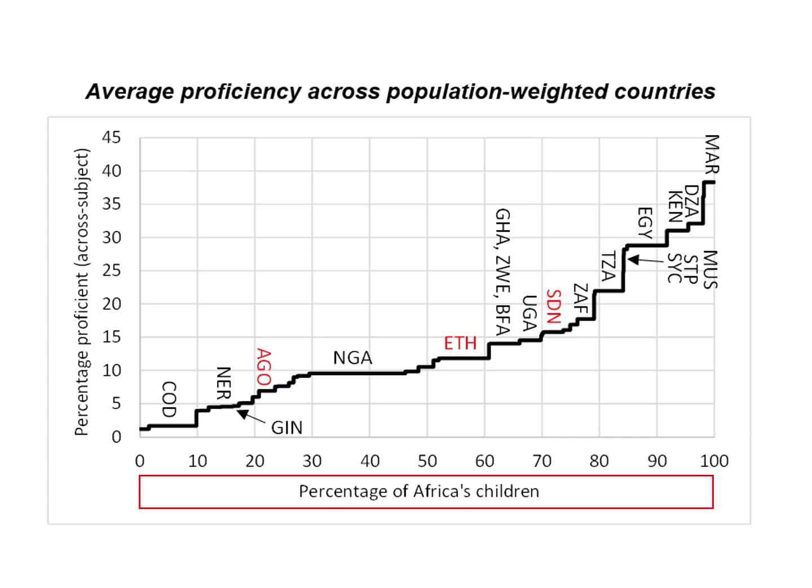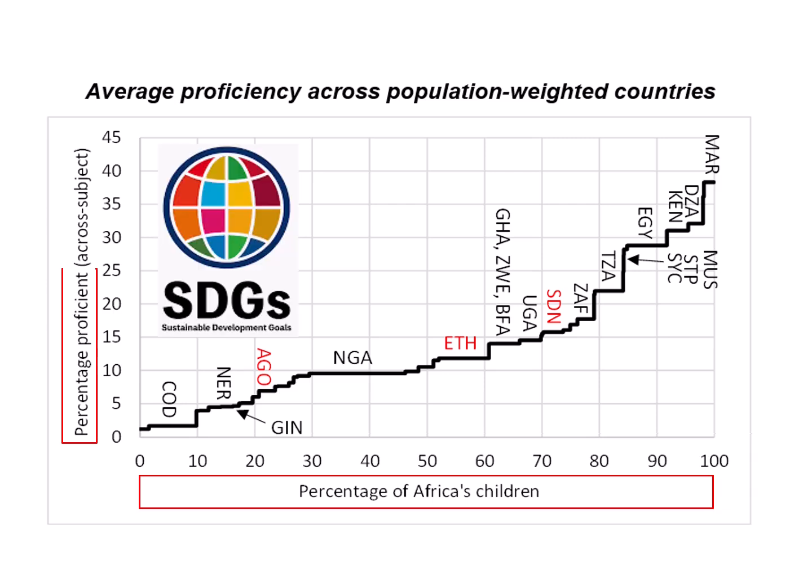Along the horizontal axis, we have the percentage of all of Africa's children. Straightforward. The percentage proficient you see here along the vertical axis is the percentage of learners at the end of primary school who have the knowledge and skills they should have using standards set by UNESCO and used for the Sustainable Development Goals, or SDGs. This across subject means the average across the two SDG subjects, namely reading and mathematics, was used.